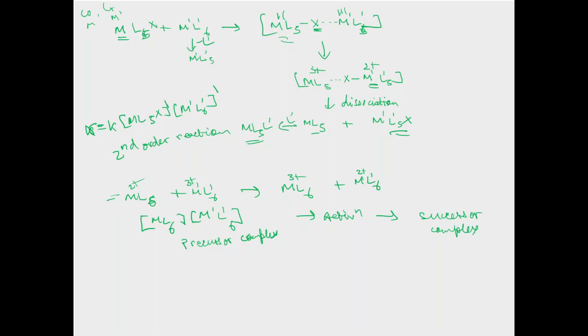But the second order rate constant, in the outer sphere mechanism, the formation of the precursor complex and successor complex is fast, whereas the activation step is slow. So it does not give a second order rate constant. That is another point by which we can understand that it is going via an inner sphere mechanism.